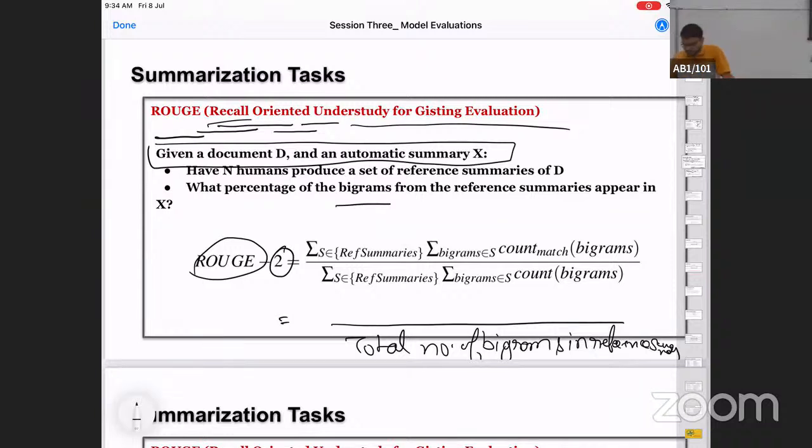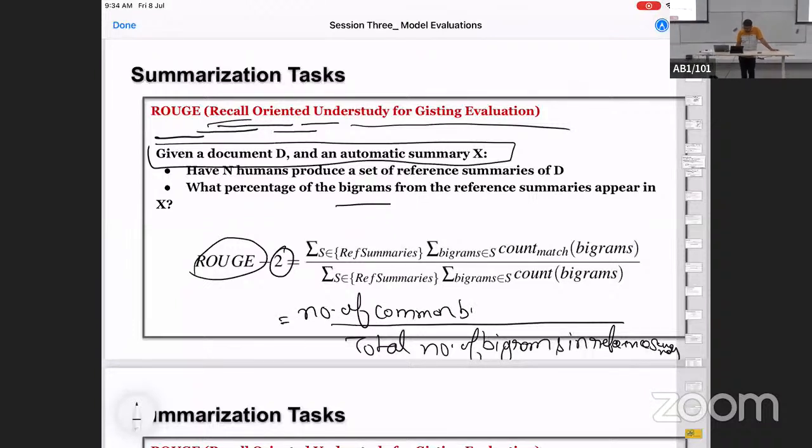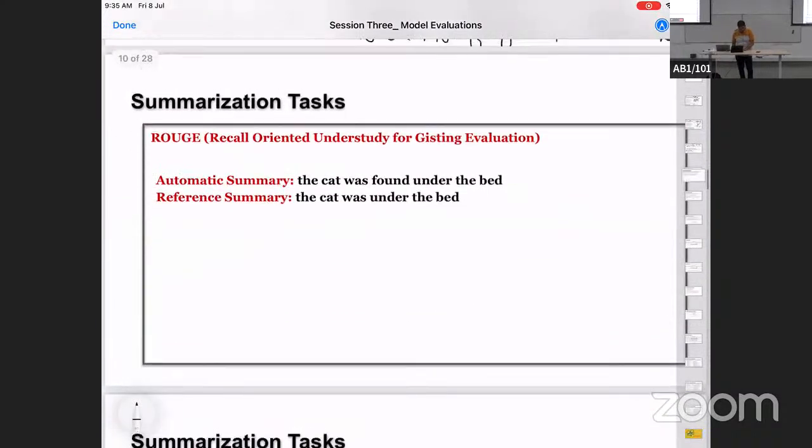In the numerator, the number of common bigrams between the machine summary and the human summary. Right, the same intuition. The intuition remains the same, just the formulation, and the formula looks very complex, right? But this is the idea. Okay, so let us see this with an example.